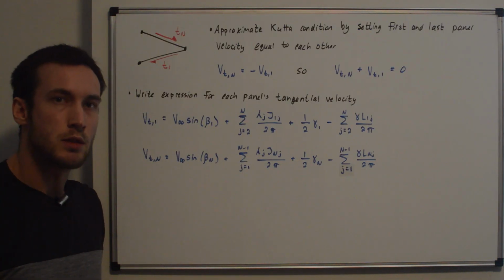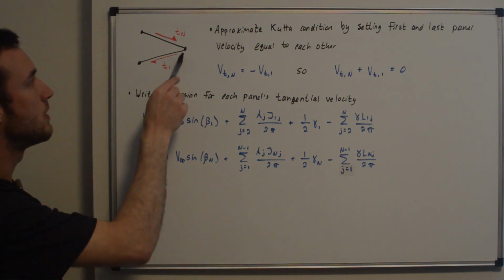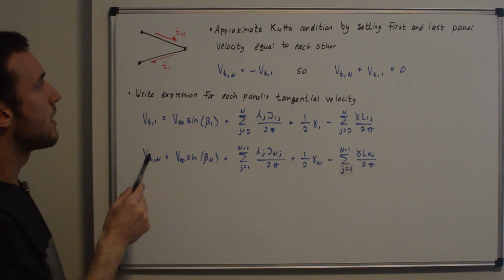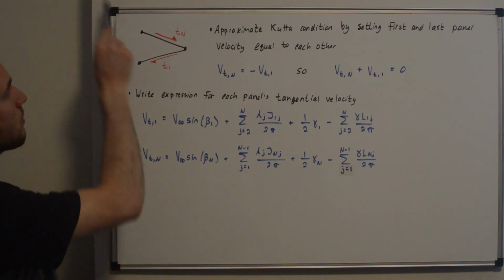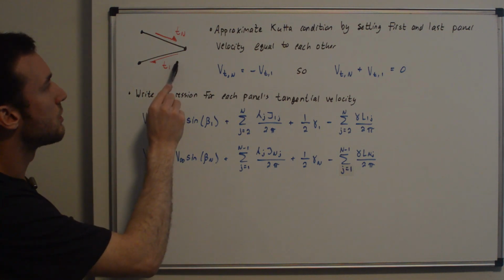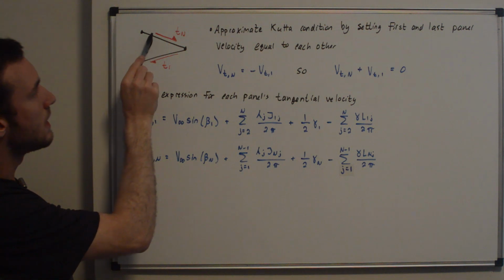So to get the equation for the Kutta condition that we're going to use, let's look at the first and last panel. Here we have the first panel, and up here we have the last panel, or the nth panel, and you can see the airfoil goes around this way. That's the convention that we've chosen for all of our derivations. I've also drawn the tangential vector for each of the panels. You can see T1 goes this way, Tn goes this way.